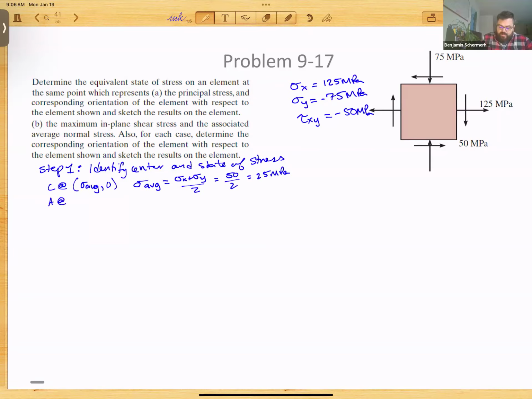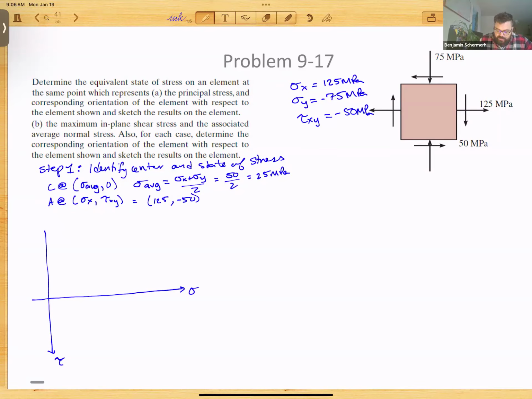And my initial state of stress is located at sigma x, tau xy, which is going to be at 125, negative 50. So we are going to map that out. I'm going to do this over here this time. Sigma is on our horizontal x-axis. Tau is on our downward y-axis.